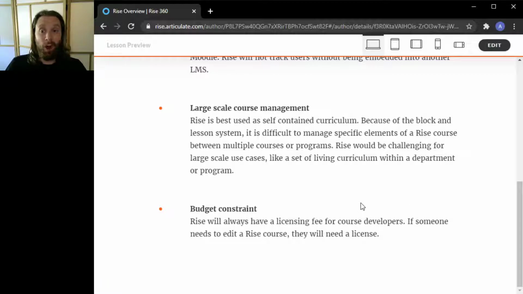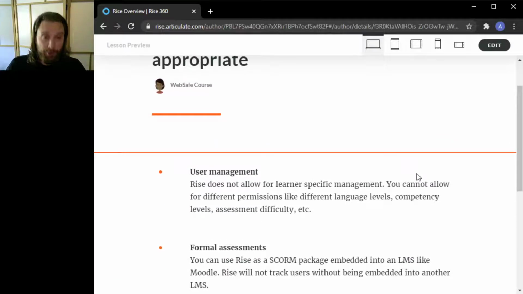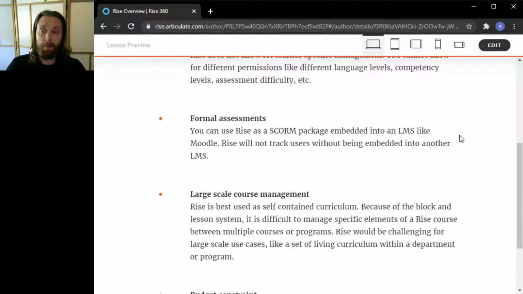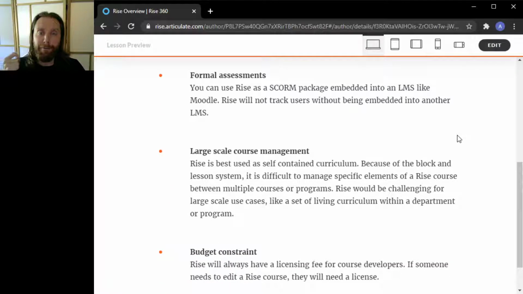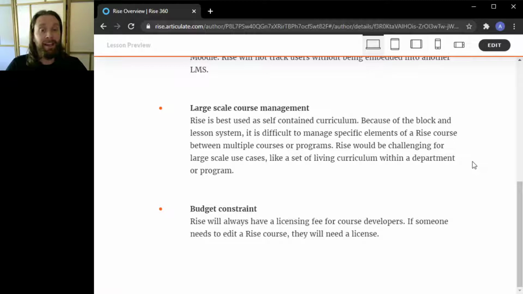So again, the cons: user management is hard. I can't make specific pieces of my course for different kinds of users. Formal assessments are a bad idea. I can't effectively have Rise talk to my LMS. It's not as good. It can do it. It's not impossible. It's just not as good. For large-scale course management, it can be really tricky. If you're thinking about a large body of material, don't use Rise. Rise is best as a sort of closed object.